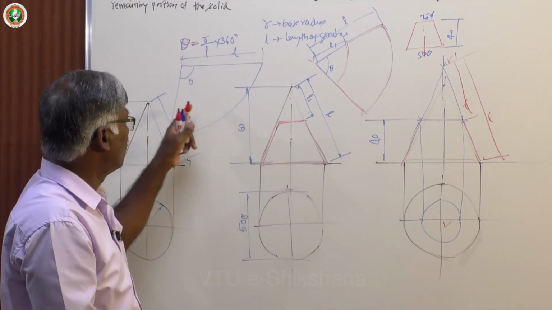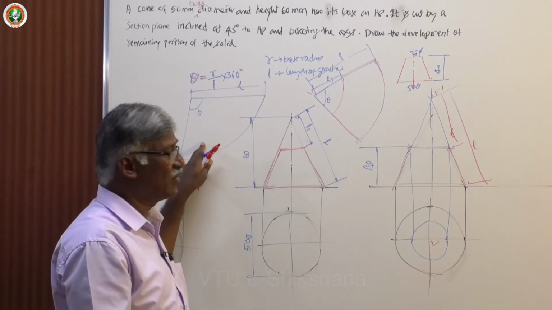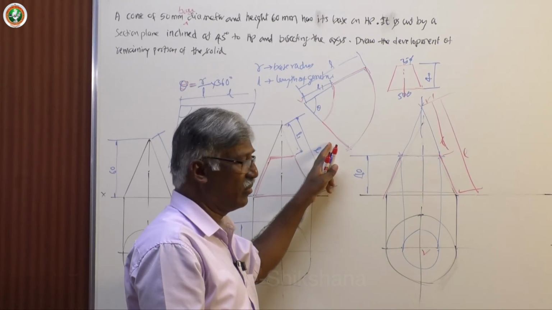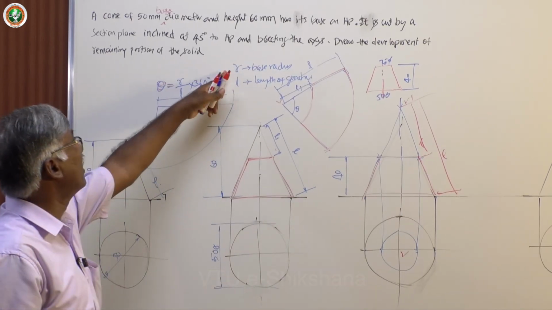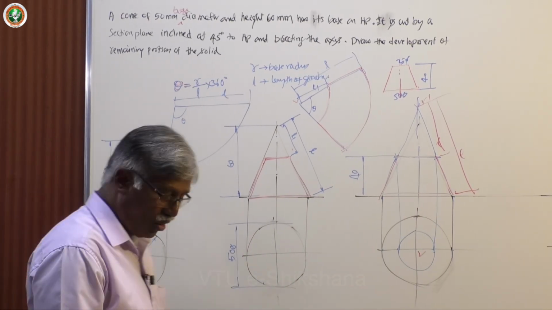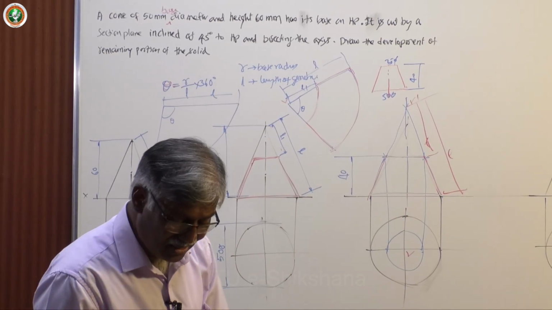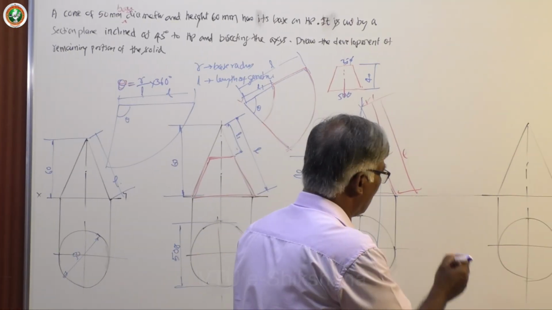development of the full cone, complete surface. This is the frustum of a cone. Now let me work out a problem on the truncated cone. It is given. Now how to proceed? It's very easy. As per the cylinder only, you have to follow.